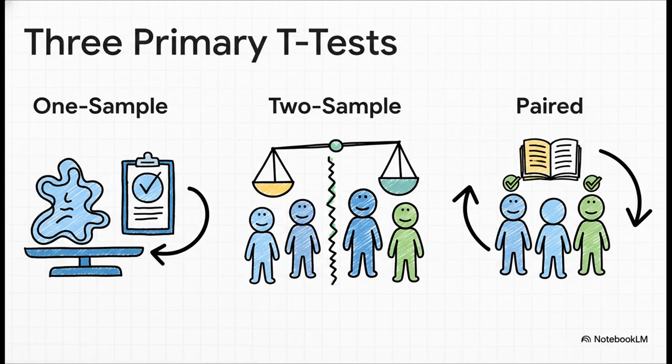And finally, we have the paired t-test. This one is perfect for before and after situations. You're testing the same group at two different points in time. For example, you test employee skills, put them through a training program, and then test them again. The paired test tells you if that training made a real difference. It's powerful because each person acts as their own control.